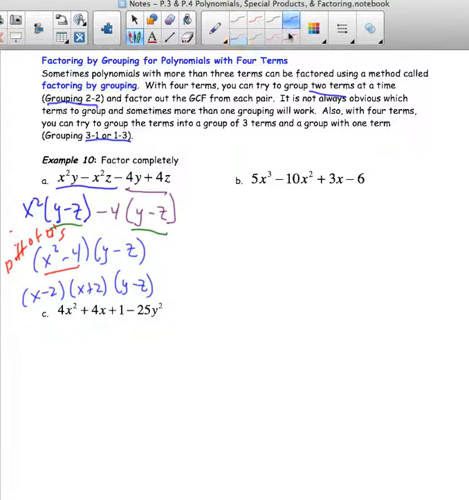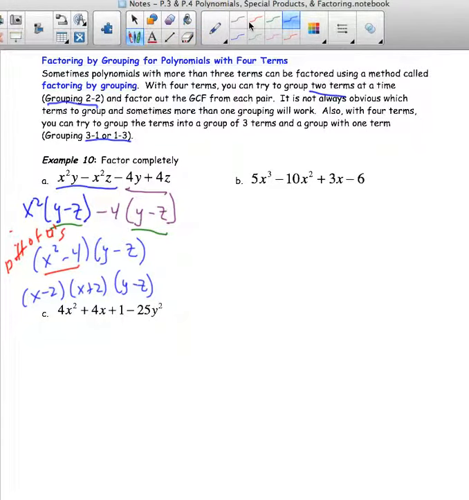We're going to try to factor these four terms. So it's a polynomial with four terms: 5x cubed minus 10x squared plus 3x minus 6. The first thing we're going to look for is, does there exist a GCF? Because that may make our life easier. We should have looked for that in example A, but there wasn't a GCF, so I neglected to say that. In this case, there is no greatest common factor, so we can't do that. That would have helped us, but it's not there.